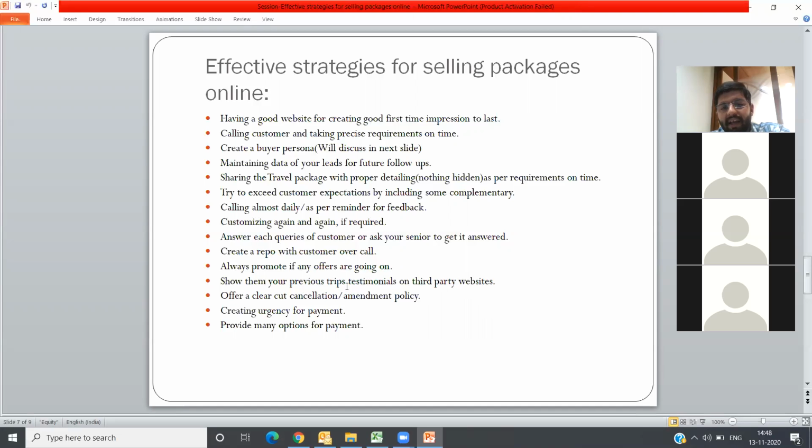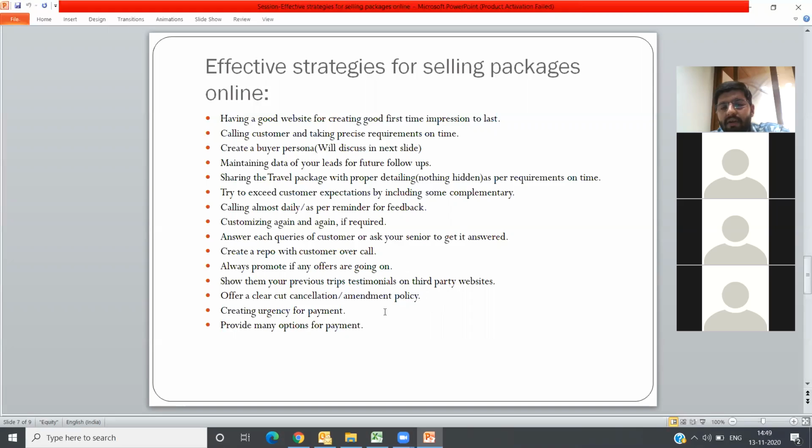Offer a clear cut cancellation and amendment policy. Your cancellation or amendment policy should be pretty much clear, and there should be no doubt about it in the mind of the customer. And this step is very important: creating urgency for payment.